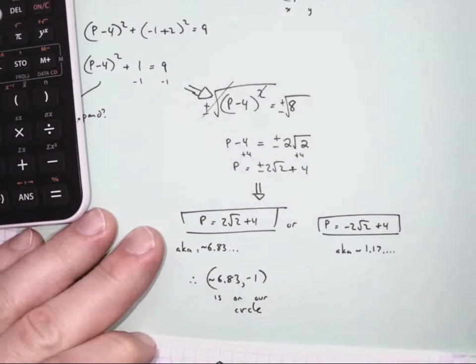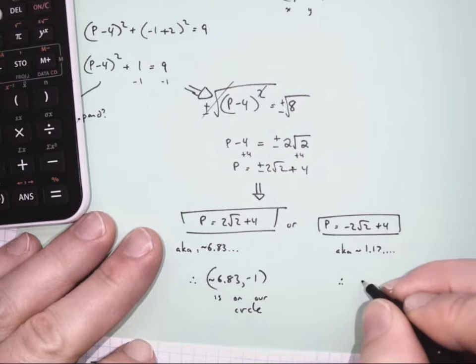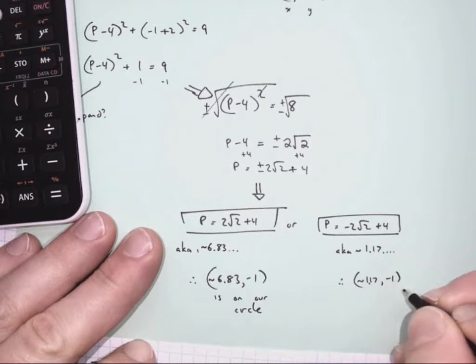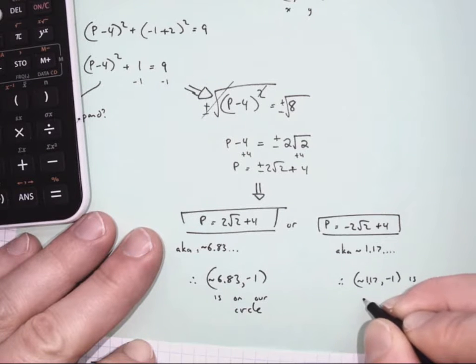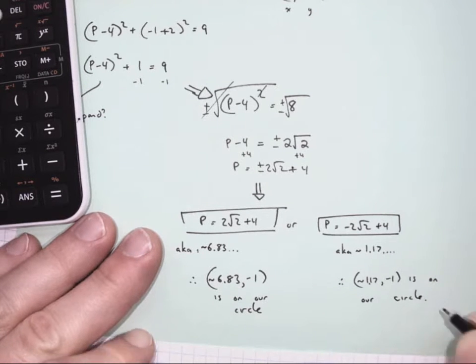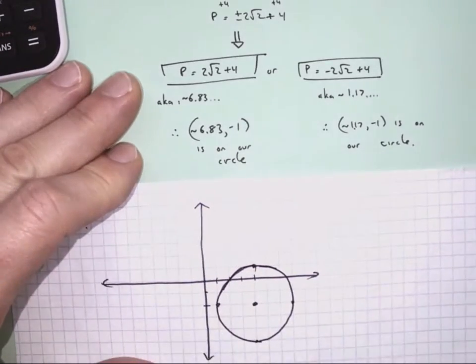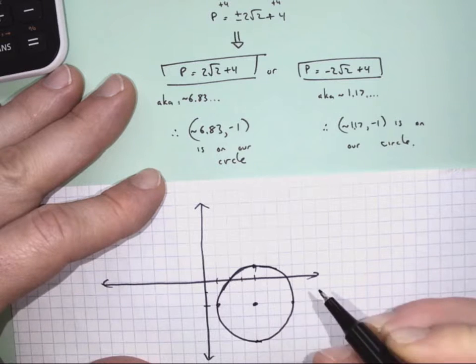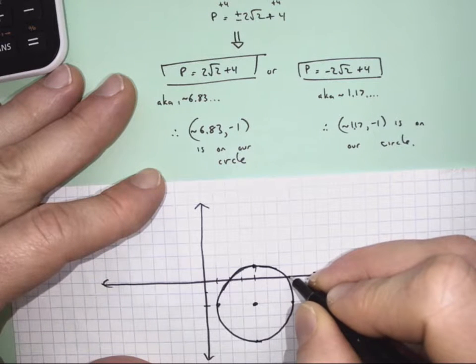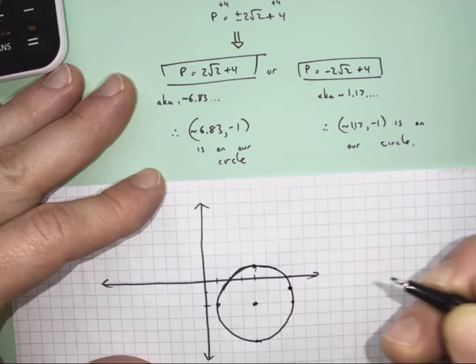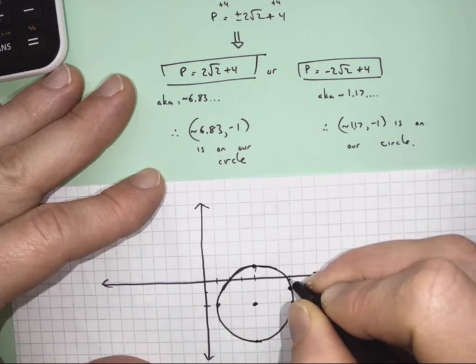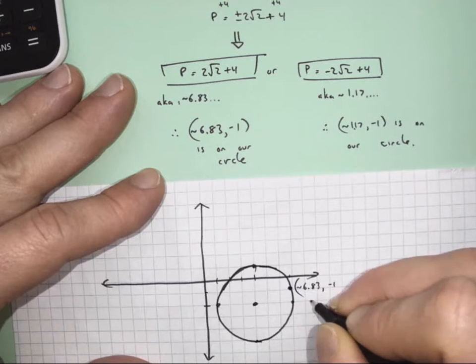which I'm not going to write the equation of. And I can also say, okay, therefore approximately 1.17 for x and -1 for y is on our circle. So is that true? Well, let's just go to point 6, 1, 2, 3, 4, 5, 6, and like 0.8 and a bit of the way down. Okay, and then down -1. Hey, it looks like that point is on our circle. Approximately 6.83 and -1. What do you know?